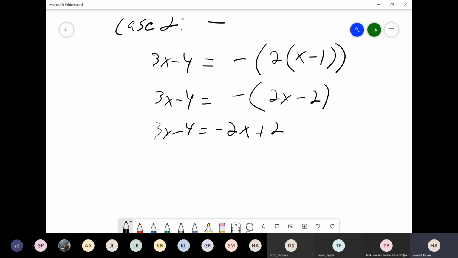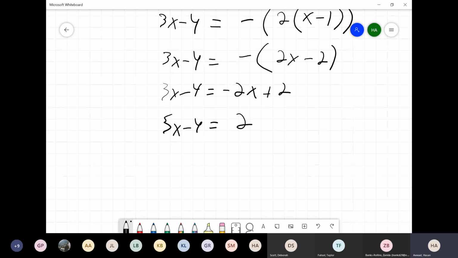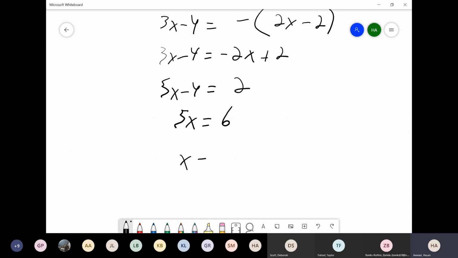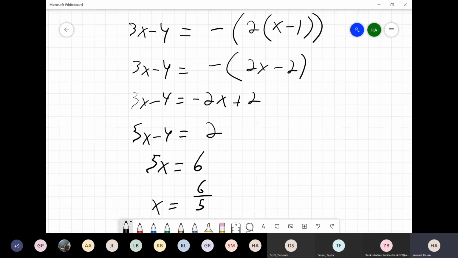So adding 2x to 3x, we get 5x minus 4. We added 2x, so the negative 2x goes away, and this is equal to 2. And now we want to isolate for our variable x, right? So since we have 5x minus 4, I'm going to add 4 to both sides. We have 5x is equal to 6, and dividing by 5, x is equal to 6/5. And that's it. That's all it is.